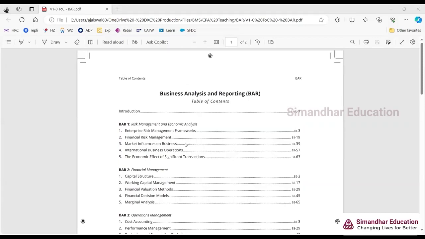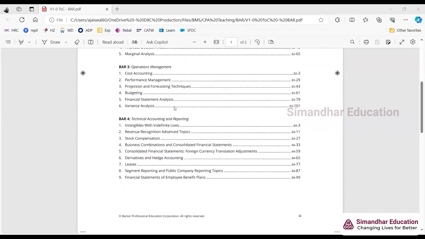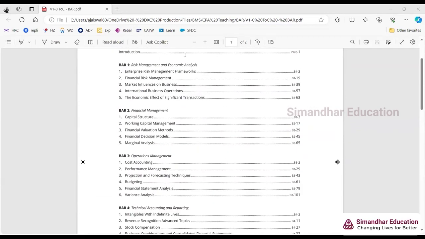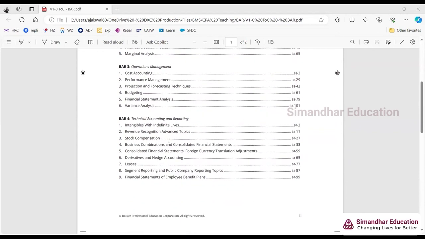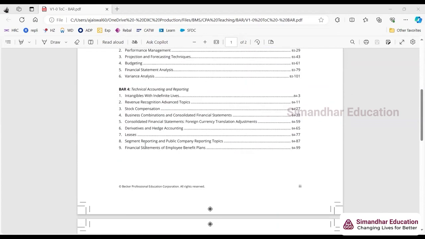Is my screen visible? So BAR is basically a combination of some earlier topics of BAR and many topics of BEC. The first three chapters are from BEC, as it is. And then the last two chapters are from PAR. BEC is not advanced topics. It is at the same level at which it was there in BEC, exactly. But the PAR topics are the advanced topics. Meaning it was there in PAR, but these are the advanced topics.